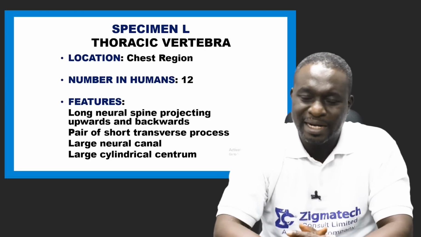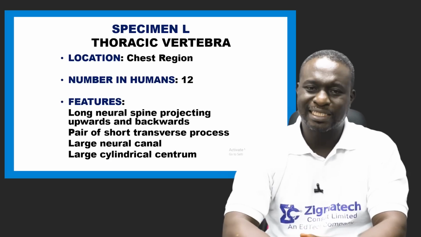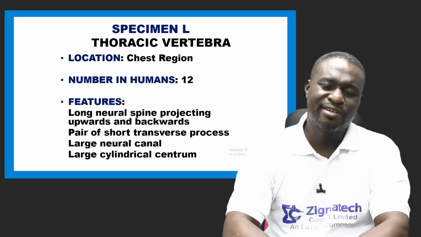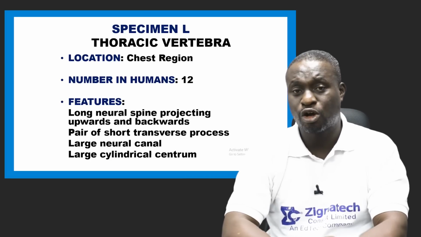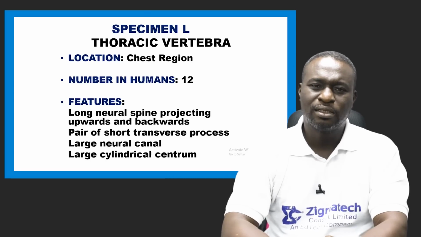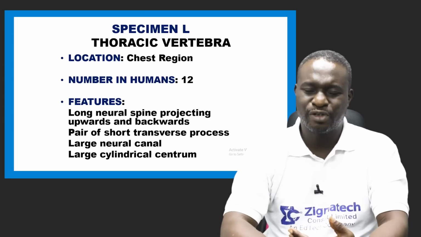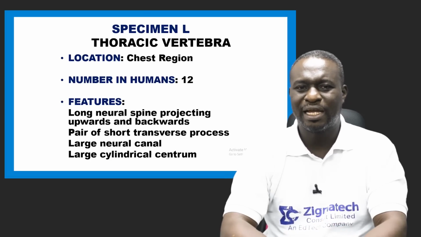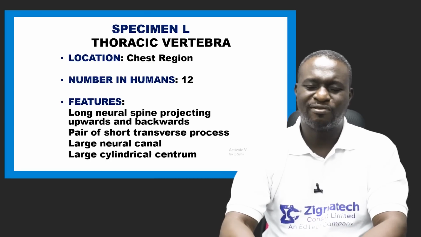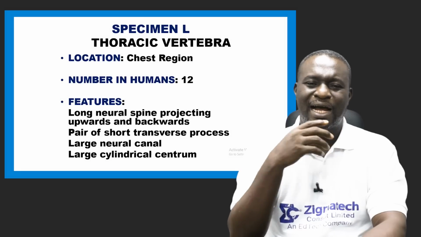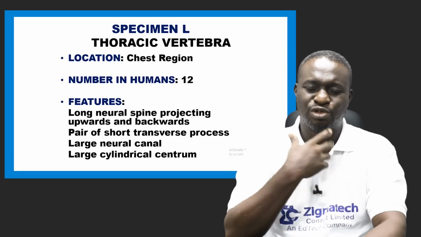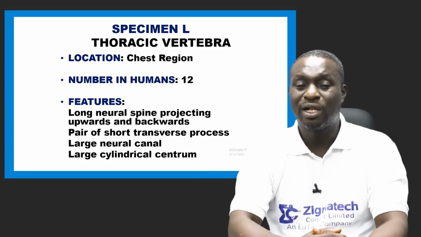All right, specimen L is thoracic vertebra. Now, the vertebral column consists of vertebrae, okay? In man, we have about 33 vertebrae. Those 33 vertebrae are divided into 5 major groups. We have the cervical, which is located at the neck, and there are about 7 in number. We have the thoracic, which is located at the chest region. I'm mostly coming to it. And there are about 12 in number.